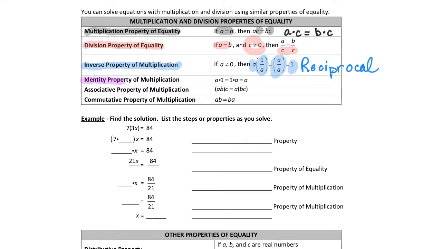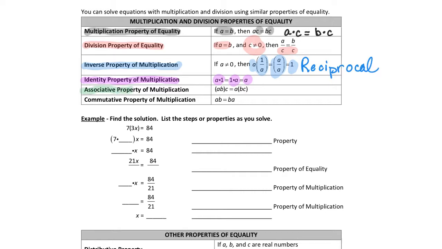Next, we have the identity property of multiplication. This is the one that says whenever you multiply 1 to anything, you get that anything back. This is a very powerful tool in mathematics. It seems ridiculously simple, but it's a rule that gets overlooked a lot, and it really is a very useful rule.